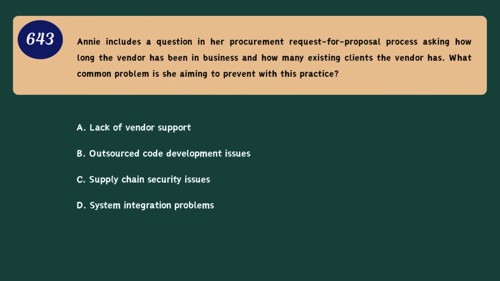Question 643. Annie includes a question in her procurement request for proposal process, asking how long the vendor has been in business and how many existing clients the vendor has. What common problem is she aiming to prevent with this practice? A. Lack of vendor support. B. Outsourced code development issues. C. Supply chain security issues. D. System integration problems.